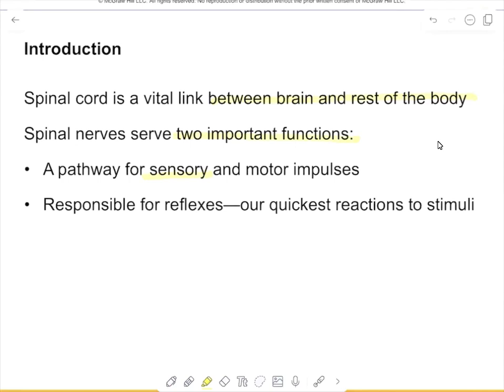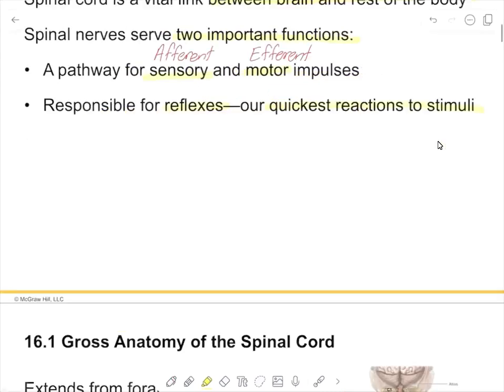So the nerves that take information towards the brain is called afferent information, and the nerves that take information away from the brain is called efferent information. They are also responsible for reflexes, which are our quickest reactions to stimuli.